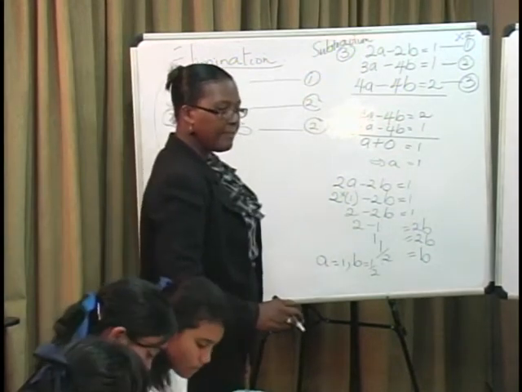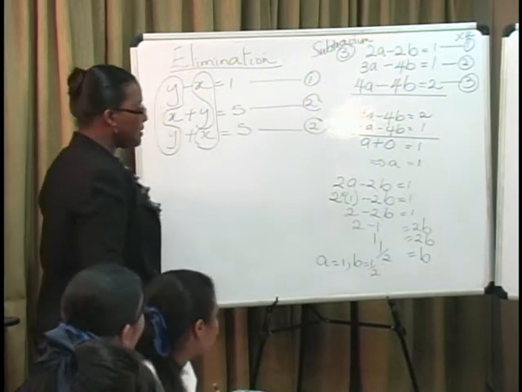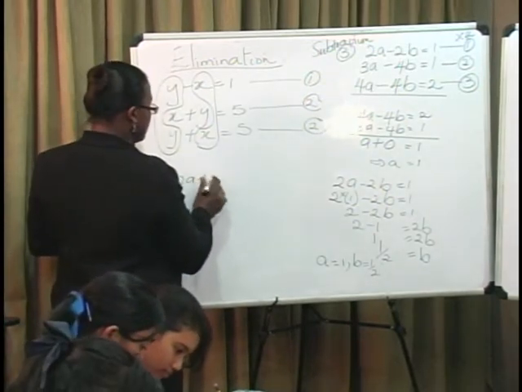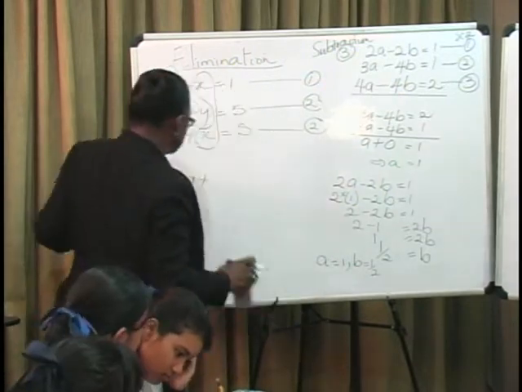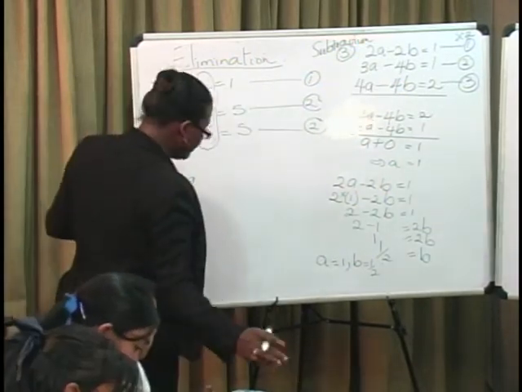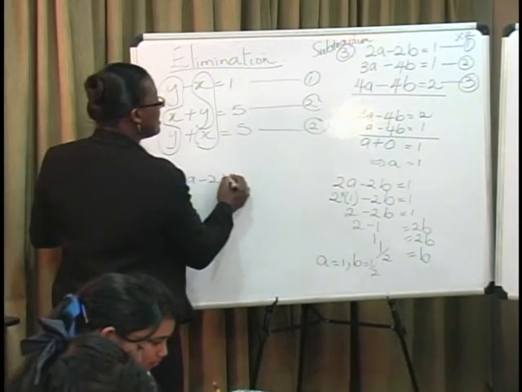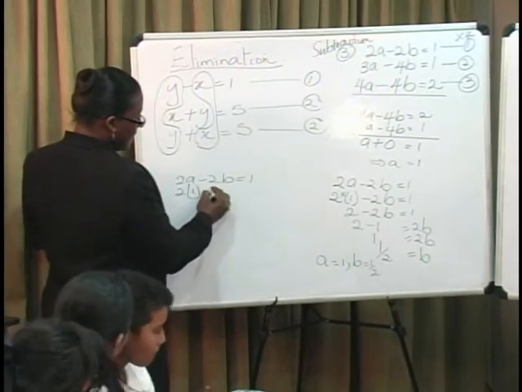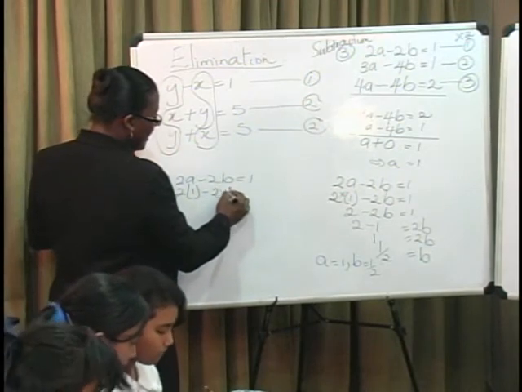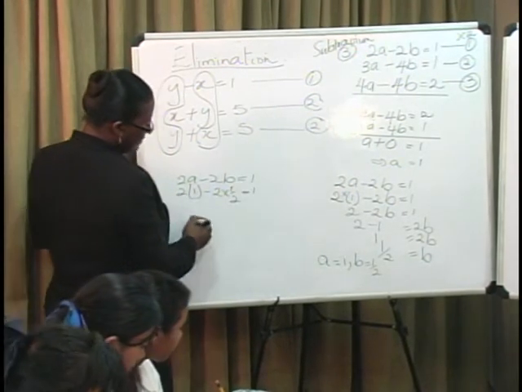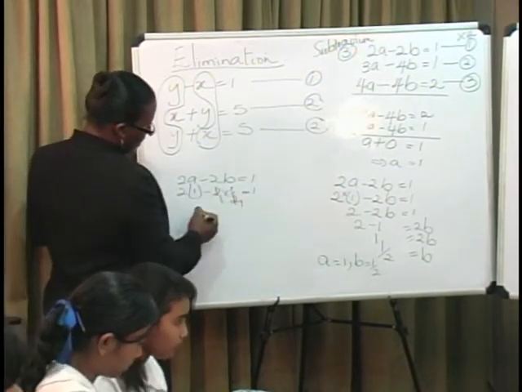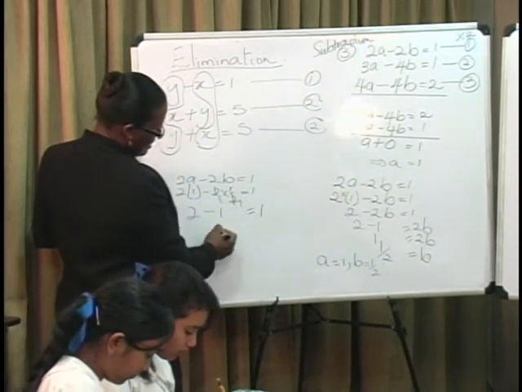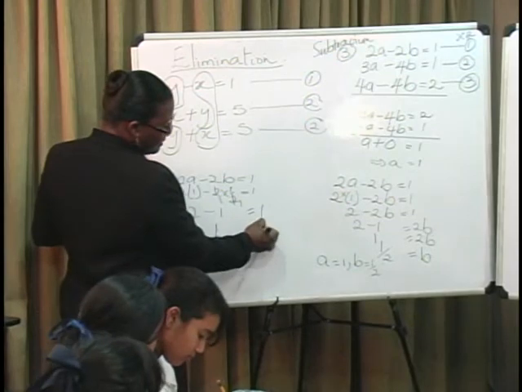Let's make sure we're correct. So we have 2a take 2b, and we have a 1. So we have 2 multiplied by 1, take 2 multiplied by a half, equals 1. 2 ones, 2 ones. So we have 2 take 1 equals 1. Left hand equals right hand.